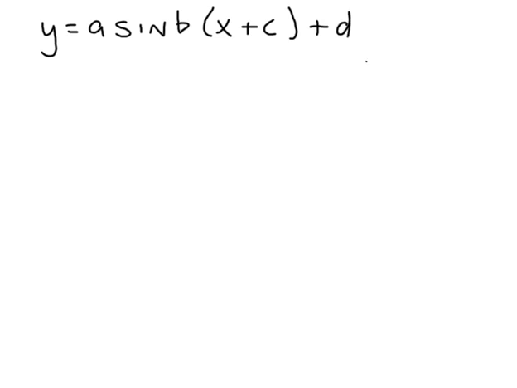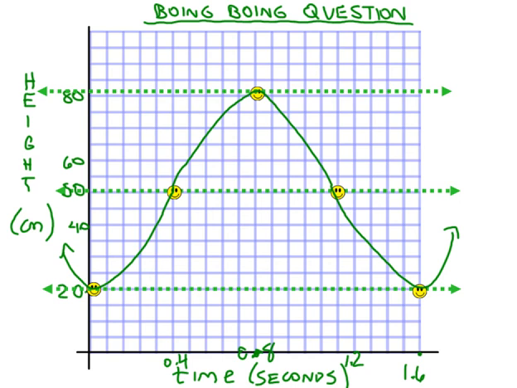Let's write the sine equation first. Y equals A sine B x plus C plus D. A is the amplitude, or called vertical stretch. If you look back at our graph, the distance here between the mid-axis and the max is exactly 30 centimeters. So that would be our vertical stretch, 30. So let's call A 30.